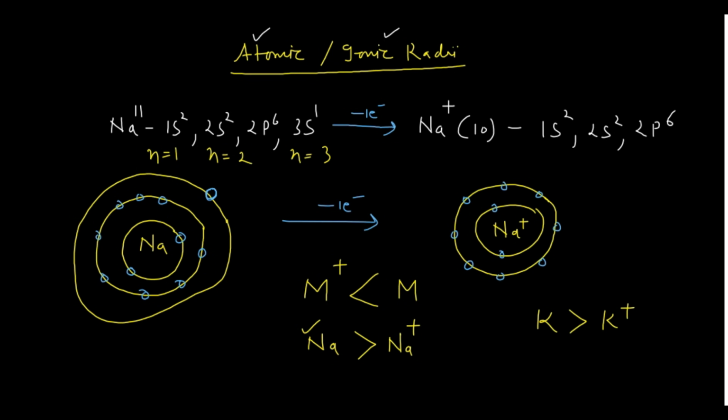The atomic or ionic radii of the alkali metals are the largest in the entire periodic table, and they increase down the group. So please remember, when you go down the group, size increases. Size increases means the atomic radii or the ionic radii increase. And why is it so?